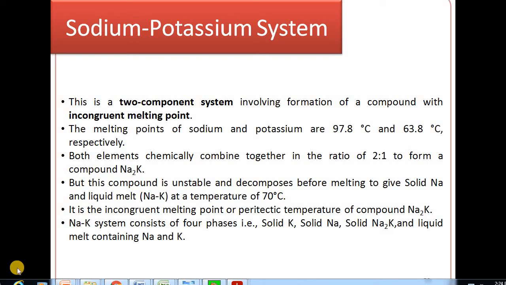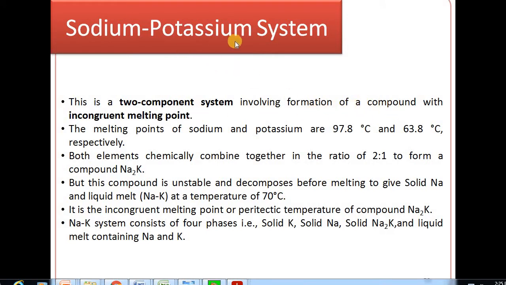Good morning, dear students. Today we will discuss the phase diagram of two component systems with incongruent melting point. So particularly we will study the sodium-potassium system here. This is a two-component system involving formation of a compound with incongruent melting point. Now first of all we must know what is incongruent melting point, what type of compounds are these.